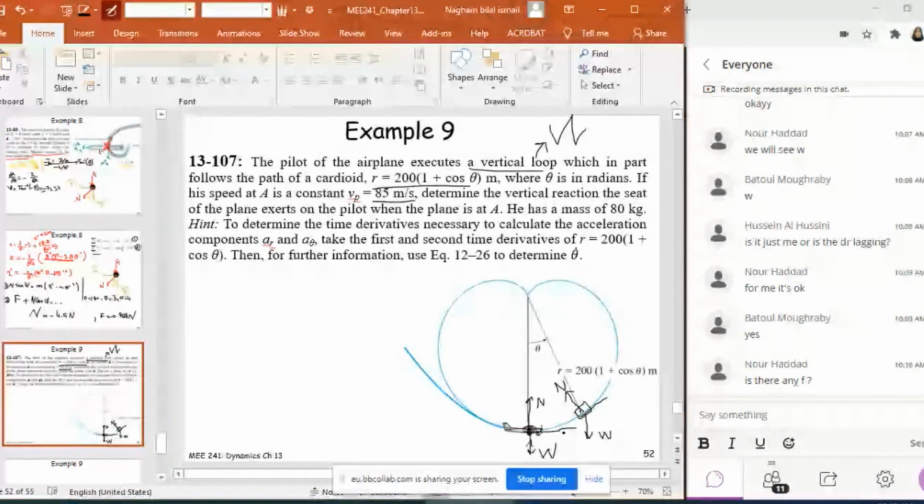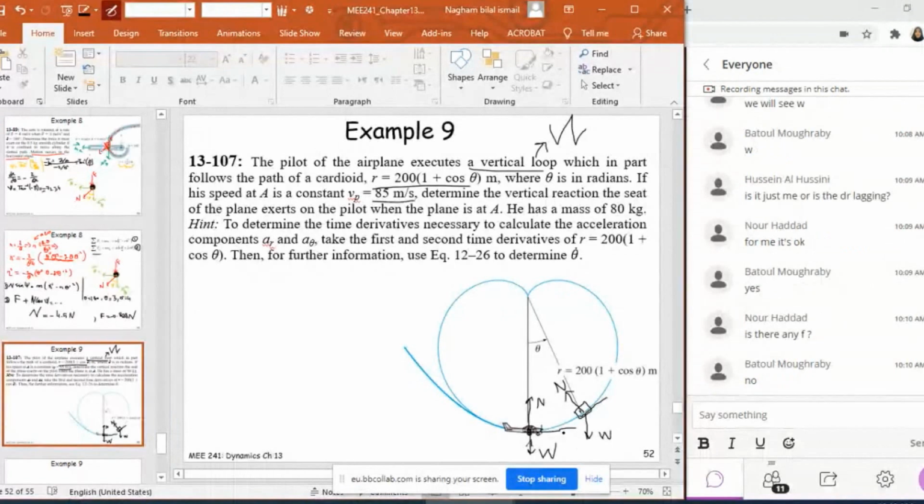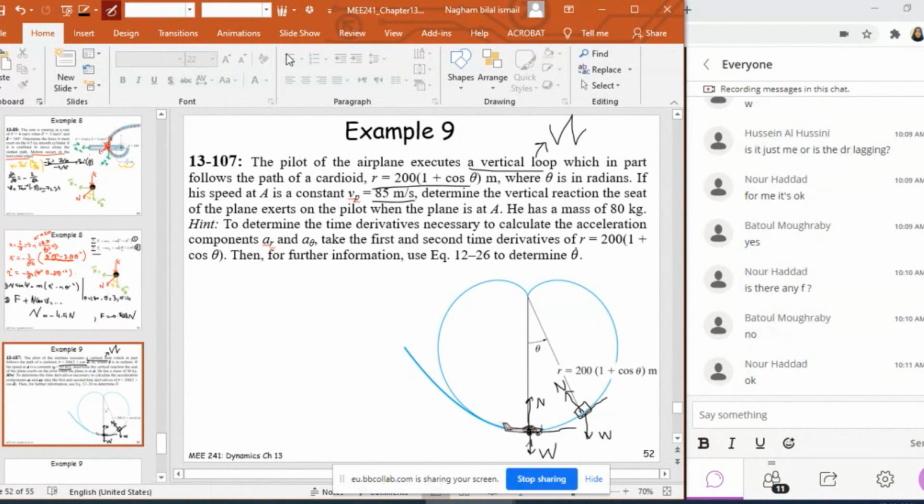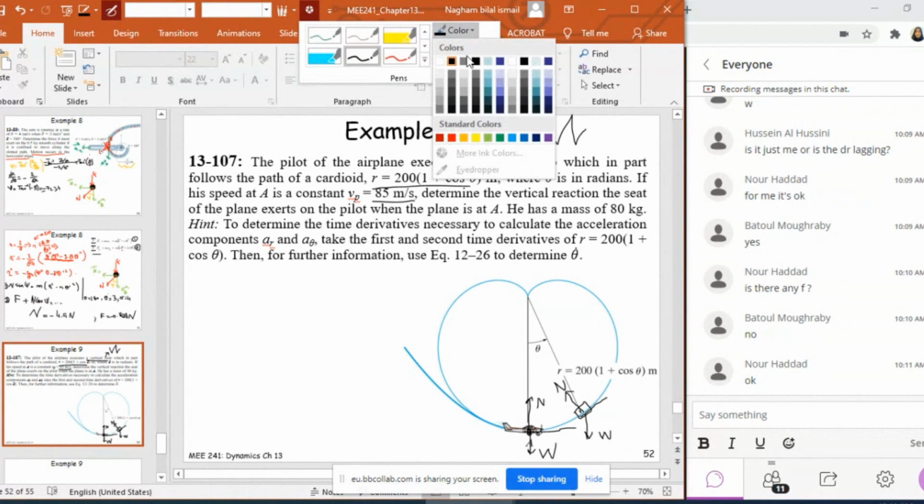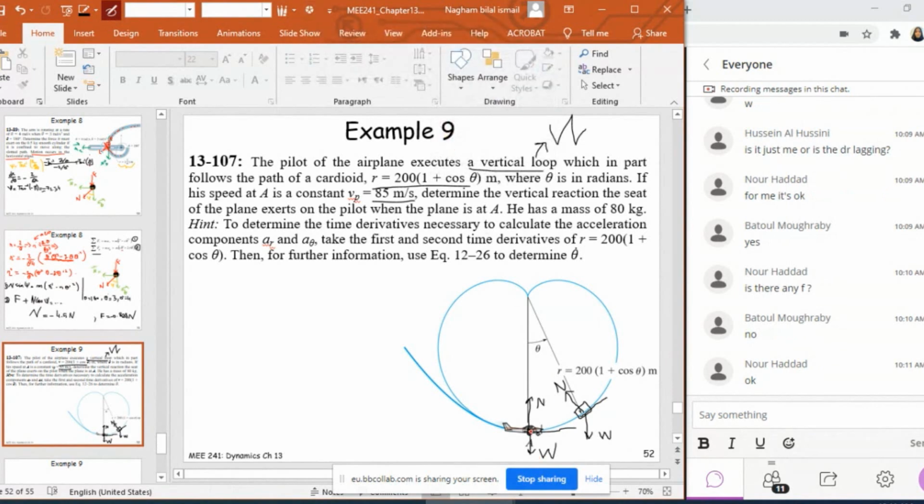No, guys, there's no other force, because in the given, there is no friction, there is no resistance of air. So these are the forces exerted on this pilot. Okay, guys? All right. So how to start? In fact, I should indicate the cylindrical unit vectors.